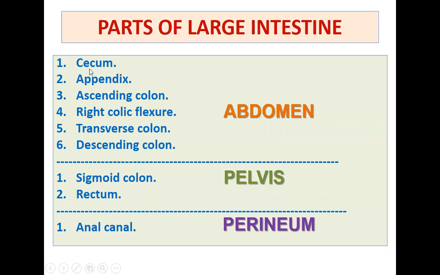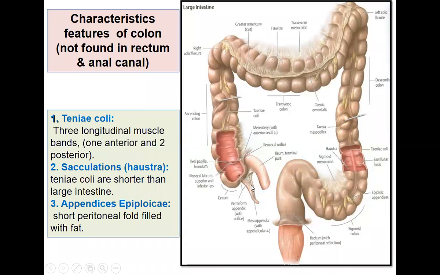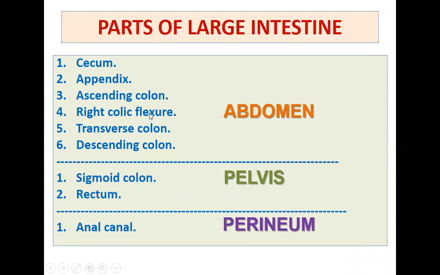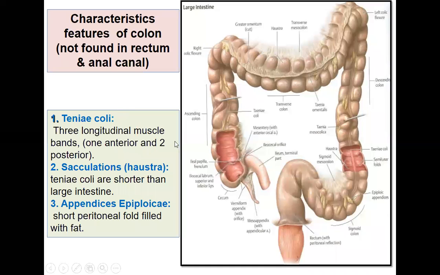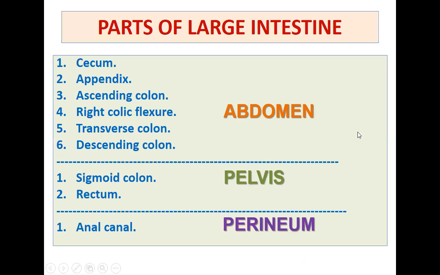So the cecum, then the appendix. If you see here, the extension from the cecum is the appendix. Then we have the ascending colon, the right colic flexure, the transverse colon, the left colic flexure, and the descending colon. All these are present in the abdomen.